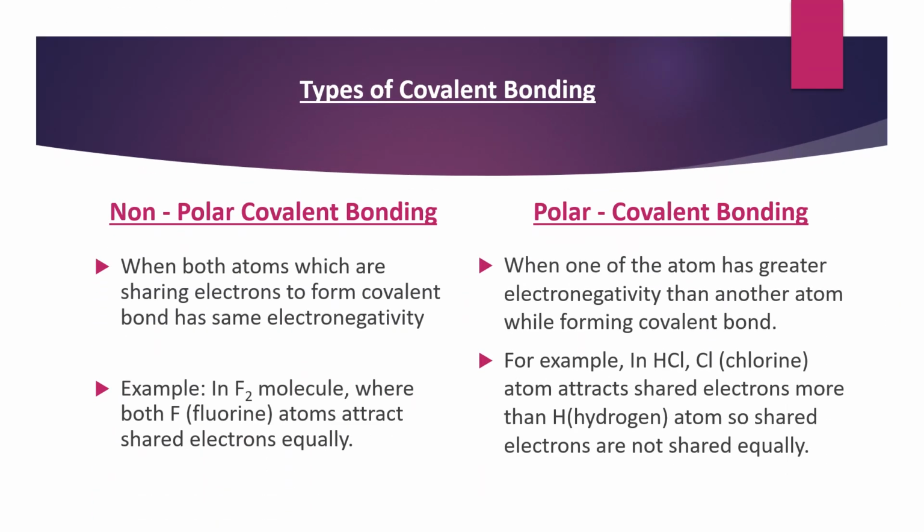There are two types of covalent bonding: non-polar covalent bonding and polar covalent bonding. In non-polar covalent bonding, both atoms which are sharing electrons to form the covalent bond have the same electronegativity. Example, in a fluorine molecule, both fluorine atoms attract shared electrons equally. Polar covalent bonding, when one of the atoms has greater electronegativity than the other atom while forming a covalent bond. For example, in hydrochloric acid, the chlorine atom attracts shared electrons more than the hydrogen atom, so shared electrons are not shared equally.